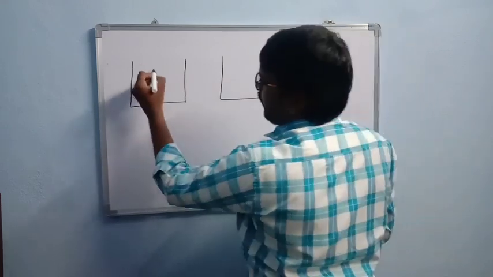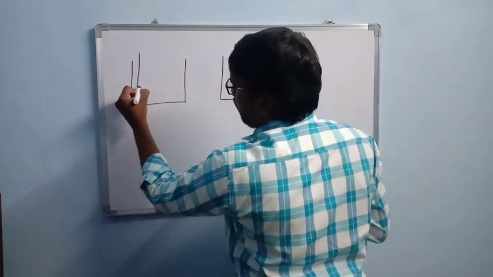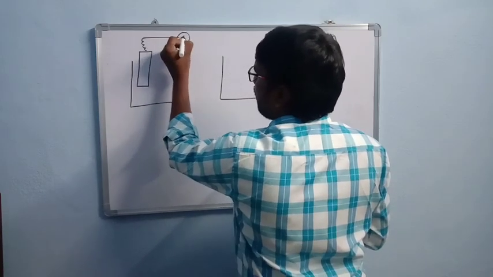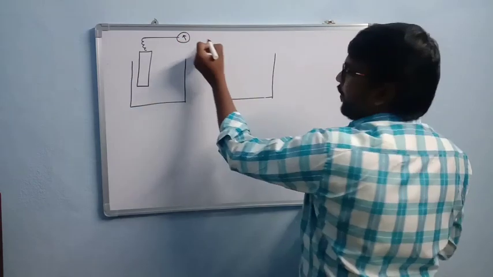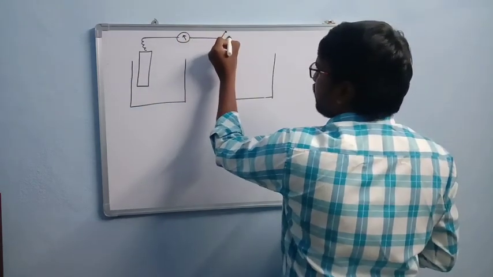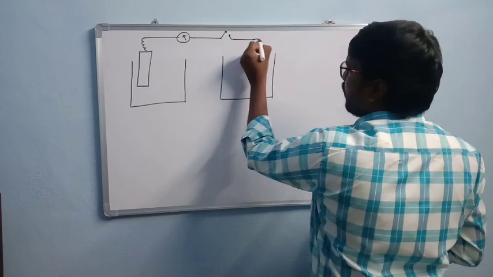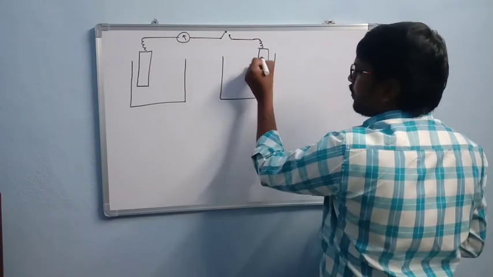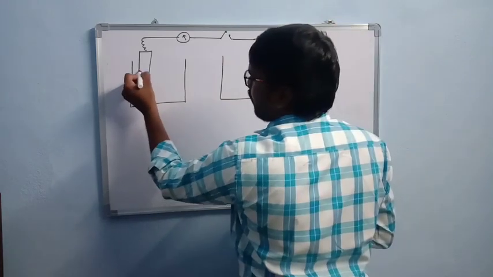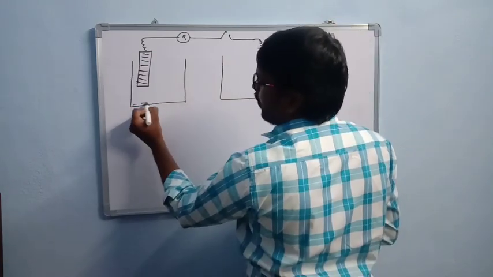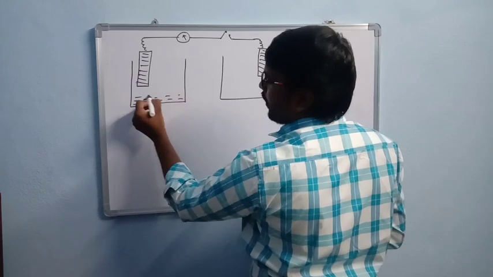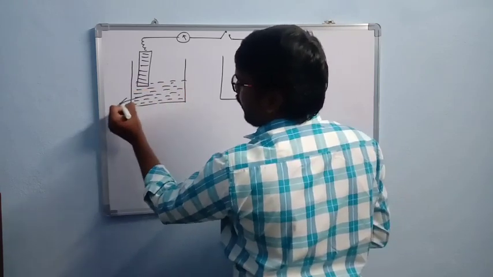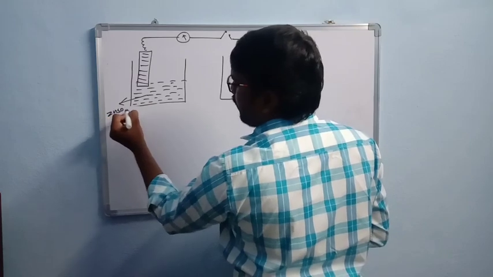In this we take one electrode. Now it is connected like this. Here you take a voltmeter or ammeter, and it is connected to a battery. Now it is connected to another electrode. So these are two electrodes. Now in this we take the electrolytic solution.